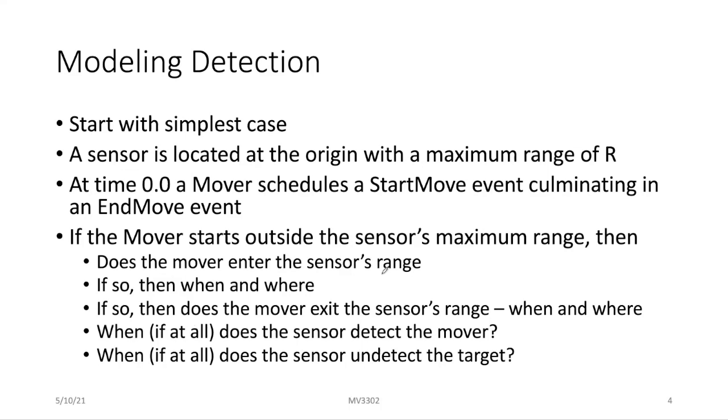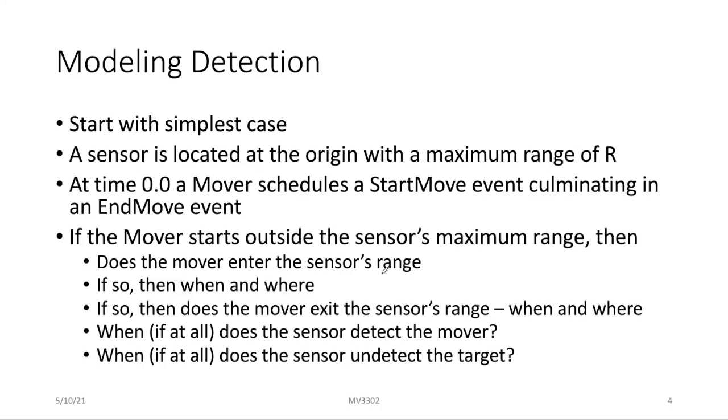If I think of something like a radar, or even somebody looking around, there are some things that are outside the range and some things that can typically come into the range. So one, does it enter the range at all? If so, then when and where? If we're going to have a simulation model that captures these things, we need to know when and where. That's the key. And then if it keeps moving, does the mover eventually exit the range? And if so, when and where?